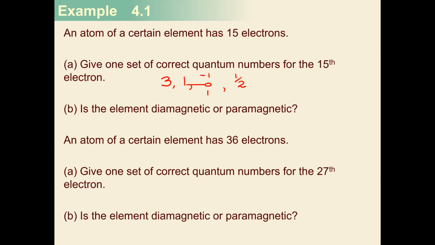Now the question for part B is: is the element diamagnetic or paramagnetic? Well, do we have all of our electrons paired up in that block? Seeing that we're only half filled, we know that this is going to be a paramagnetic species.